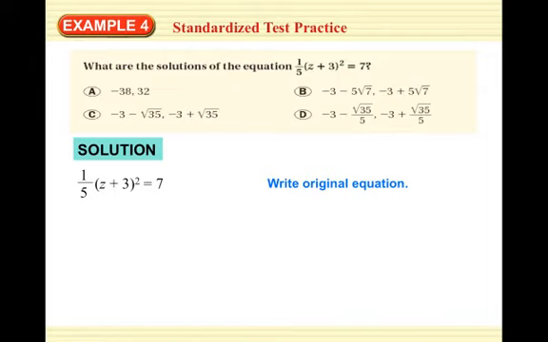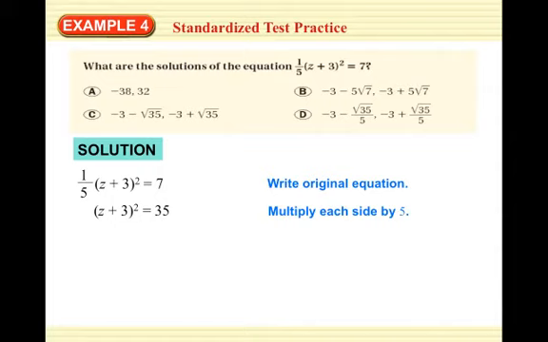So that z is on the inside of parentheses that has a square. But outside of that, we've got the 1/5. So the first thing we're going to do is get rid of that 1/5. And the way we're going to do that is by multiplying by its reciprocal on both sides. So we're going to multiply by 5. So 5 times 1/5 is just 1, so we don't even need to write that down. We've got z plus 3 squared equals, and the 7 times 5 is 35.